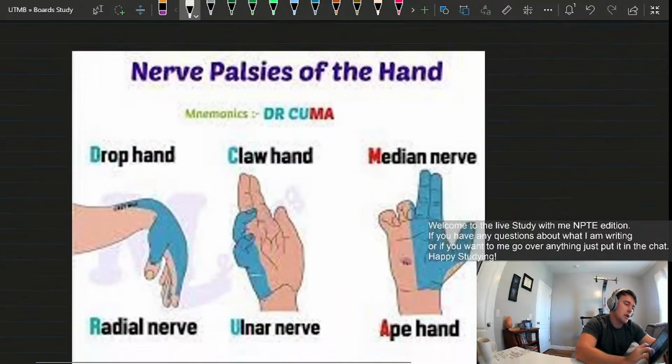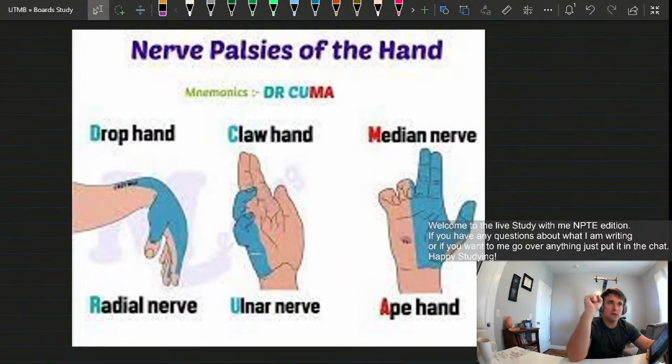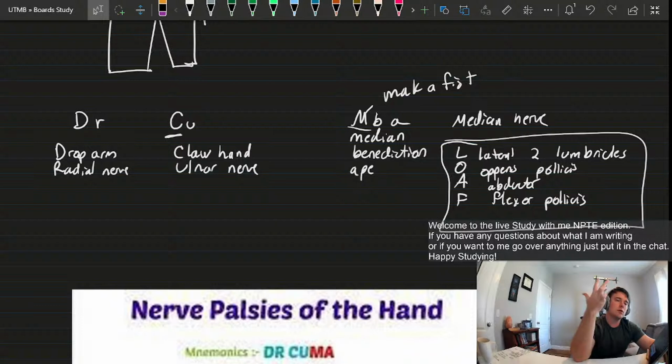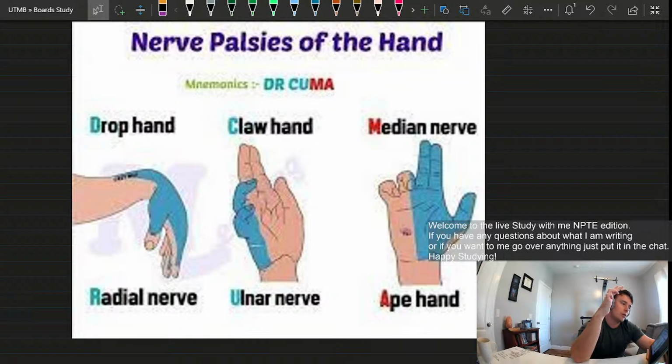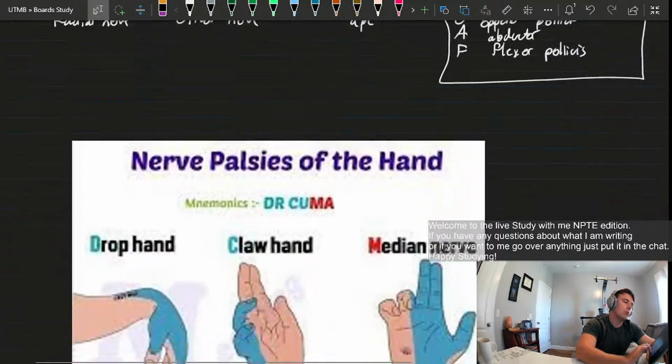So if it says in the test that the patient is trying to make a fist and the patient looks like this, or the ape hand or hand of benediction or anything like that, you know that the median nerve is compromised here versus the claw hand. So they all look the same, as you can see here. But with the claw hand, they're trying to extend all the fingers and they can't. So that's where they get the last two digits over there cannot extend. So that's part of the ulnar nerve. Versus the median nerve, if you cannot make a fist, then you've got the ape hand, which is the median nerve. That works.